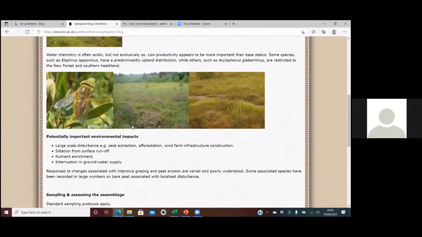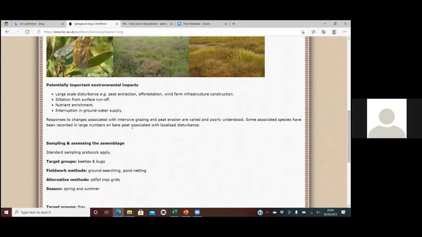The species there of horsefly taken by Stephen Falk. It goes through the potentially important environmental impacts, which in this case are disturbance, peat extraction, afforestation, wind farm infrastructure construction. There could be potential damage caused by surface runoff, nutrient enrichment, that could be atmospheric, and interruption in the groundwater supply, as has happened with so many of our bogs that have lost their lag around the edge and their connectivity to the landscape in terms of their hydrology.